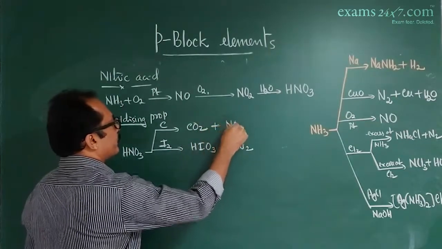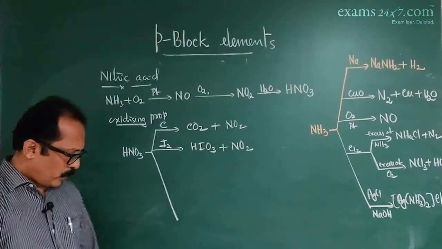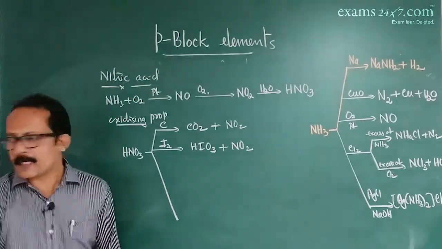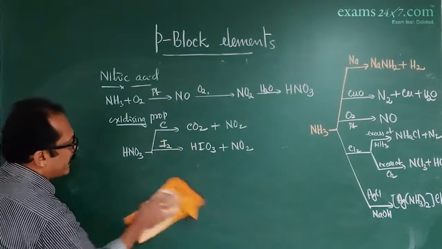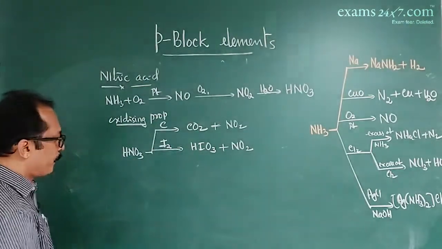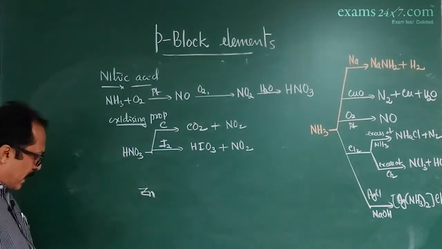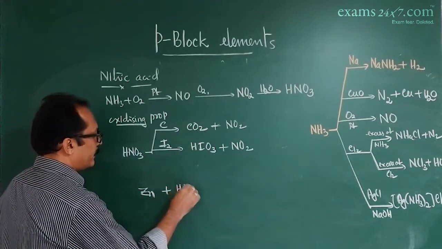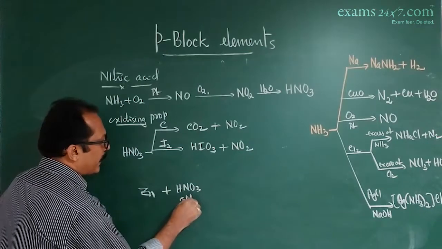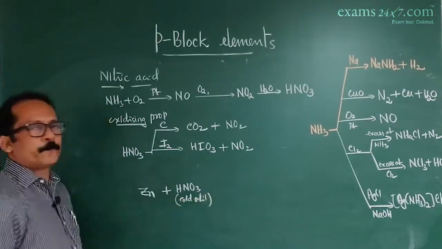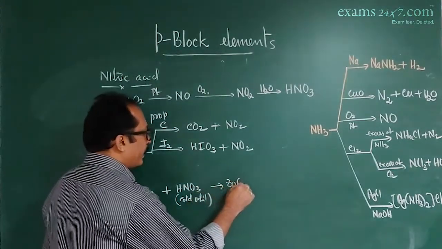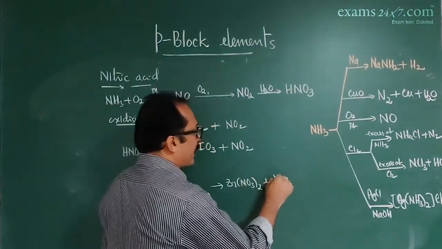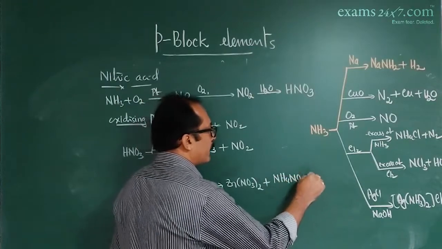Next, reaction with more electropositive metals. This depends on the reaction condition. When zinc reacts with cold and dilute nitric acid, it gives zinc nitrate, Zn(NO3)2. And the byproduct is ammonium nitrate, NH4NO3, and water.